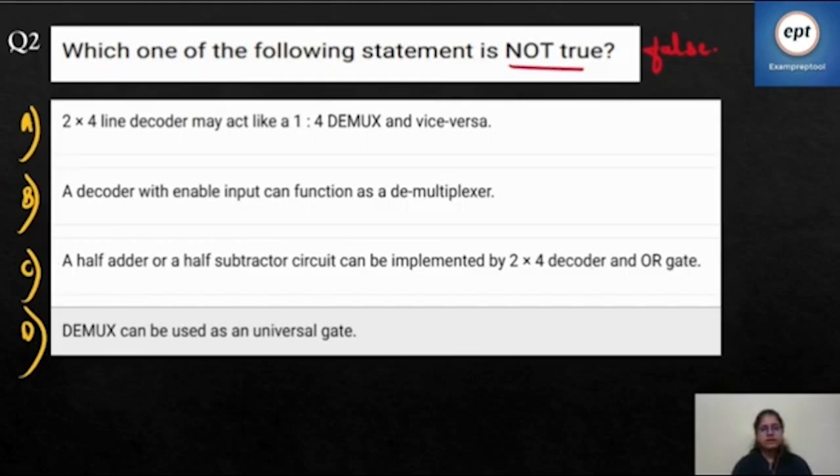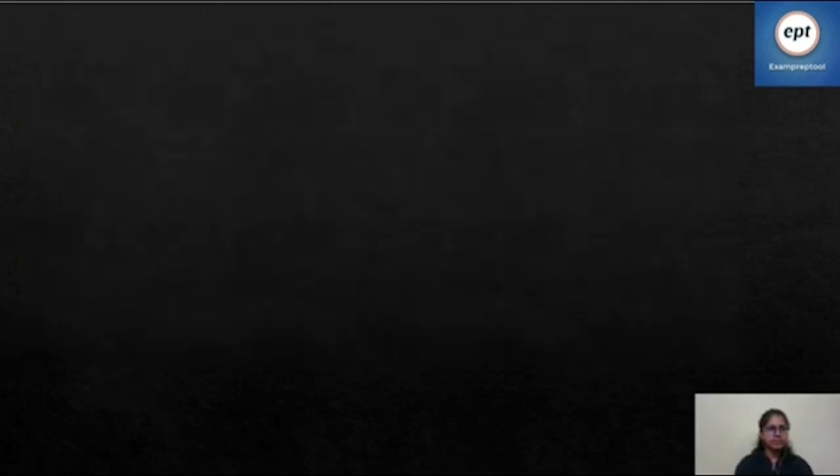And if you see that demux can be used as a universal gate, this is false. You know what the universal gates are, right? So demux can be used as a universal gate is absolutely false. So the answer is D. Now let's see the reasoning of this.